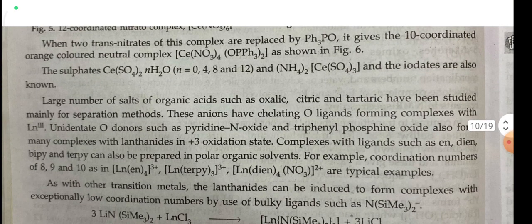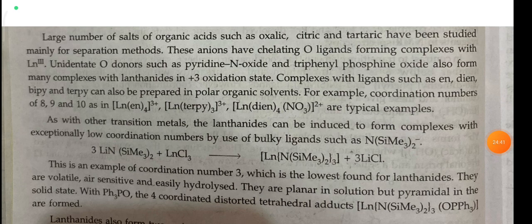Where two trans nitrates of the complexes are replaced by Ph3PO, it gives the 10-coordinated orange-colored neutral complex. The sulfates Ce2(SO4)3·nH2O, where n is 0, 4, 8, 12, and (NH4)2Ce(SO4)3 are known, and iodates are also known.